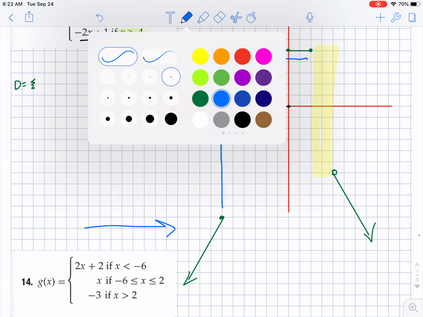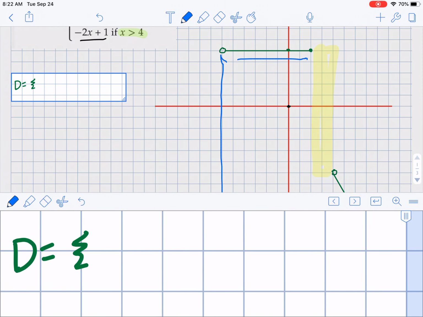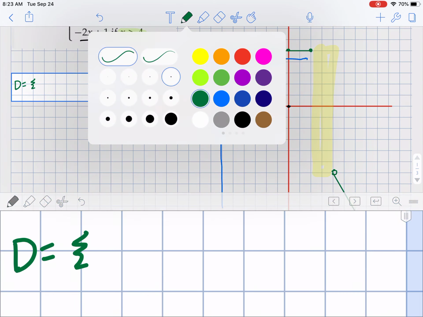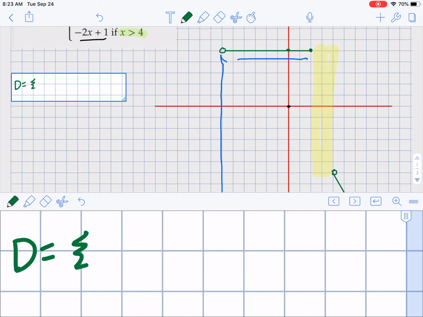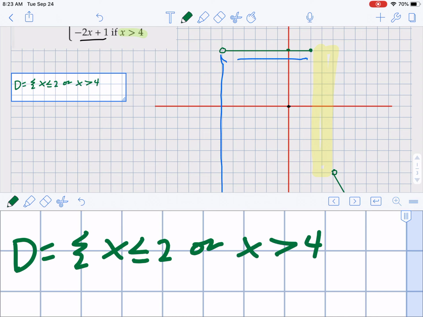And so the way that I account for that is, since I have a boundary at x equals 2, because as I move to the right, it stops me at 2, and so my x value is x less than or equal to 2, or then it picks up again at 4 on the right side of that yellow, and it's greater than 4.